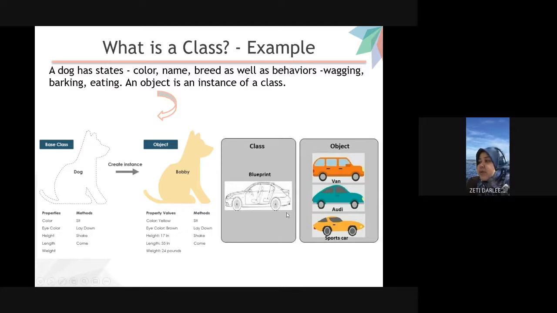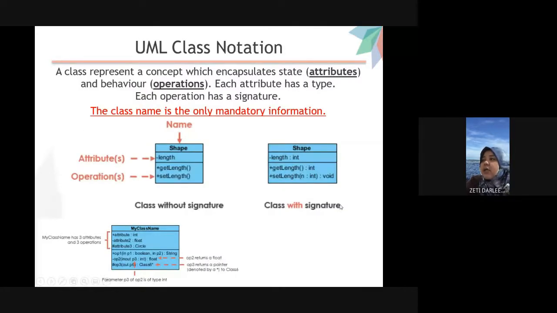So dekat sini contohnya blueprints, objects. Classes is the blueprints. Object is the instances of the class. So in UML class notation, a class represents a concept which encapsulates, maksudnya benda ni kena ada the name, the attributes and the behavior. Attributes and the behavior must come together. Kena identify. So each attribute has a type. So each operation has a signature.